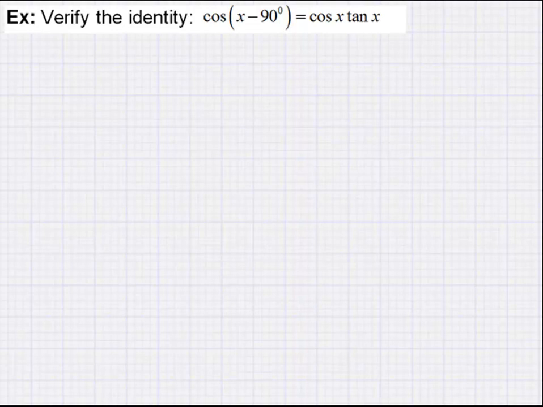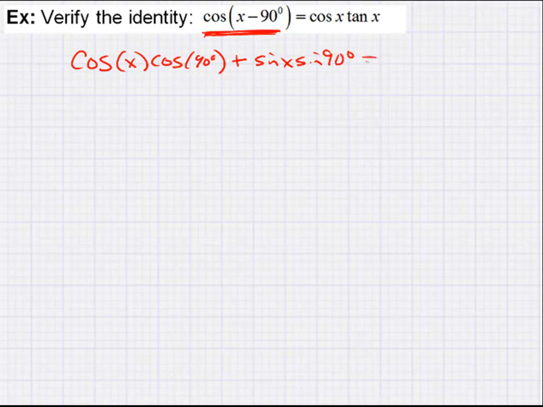Now sometimes it's fairly clear what you should use. This right here kind of gives it away. If I want to take one side of this and turn it into the other side, looking at this, I kind of already know I should probably use the difference identity. So I'm going to say that cosine of x times cosine of 90 plus sine of x sine of 90 is what this can boil down to using the difference identity for cosine.